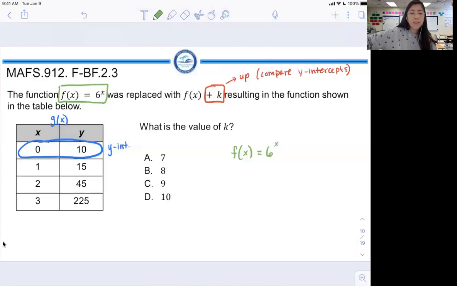No matter what function you talk about, any function in the world, you're gonna plug in 0. So that's what I'm gonna do. I'm gonna plug in 0 to figure out my y-intercept. So I'm plugging in 0. That means my exponent is 0.